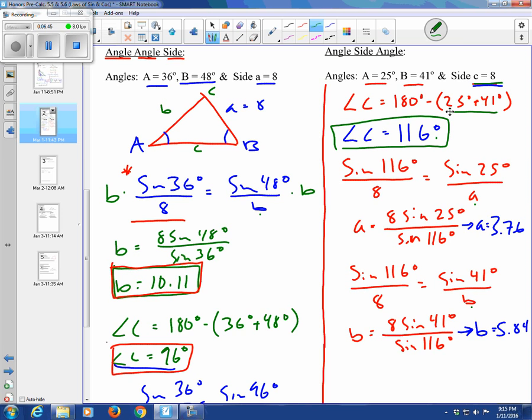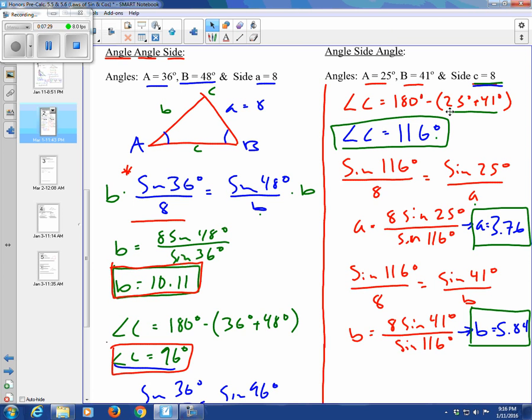Right here, we've got sine of 116 degrees over 8 equals sine of 25 degrees over A. Multiply by A on both sides, then multiply by the reciprocal of sine of 116 degrees over 8, and that gives us A as 8 times sine of 25 over sine of 116, which gives us side A as being of length 3.76. Then right here we can do the same thing with B. We'll multiply B on both sides, then multiply by, again, the reciprocal of sine of 116 over 8, and that gives us B as 8 times sine of 41 degrees over sine of 116 degrees, and right here that gives us side B as being of length 5.84.